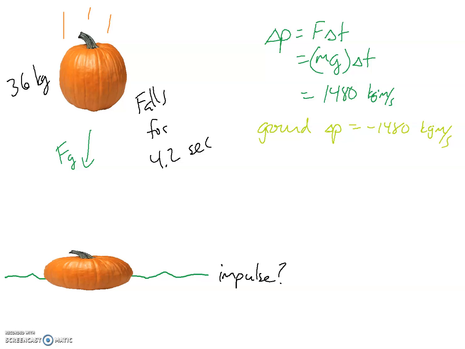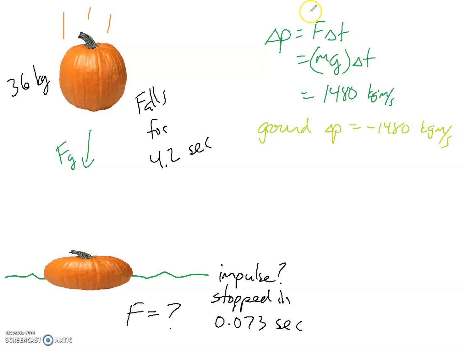Now that we have that, let's see if we can find something else. Maybe, let's say it stopped in a really short amount of time. Let's say it stopped in 0.073 seconds. So that's how long it took for it to squish. So let's see how much force was used to actually stop the pumpkin at the ground.